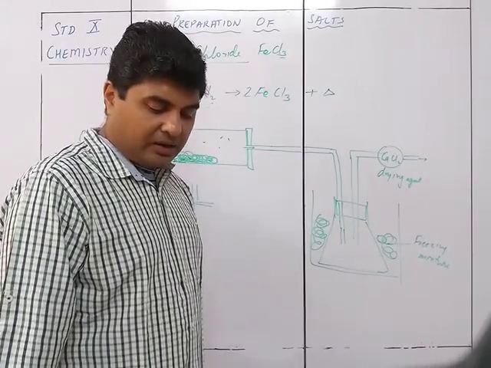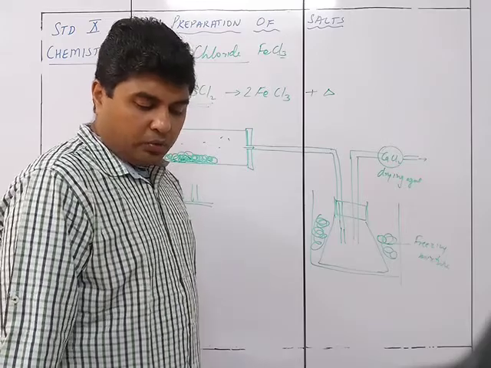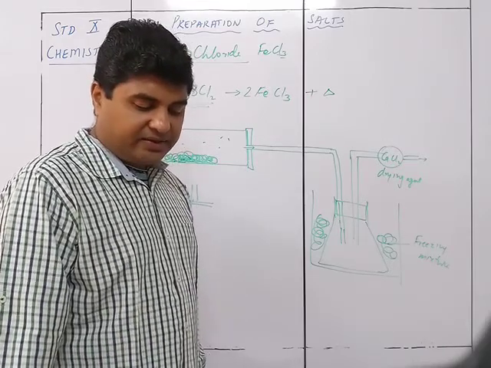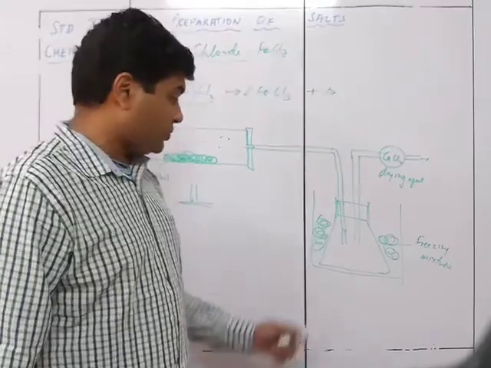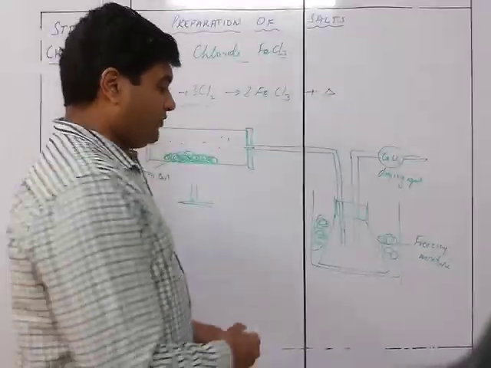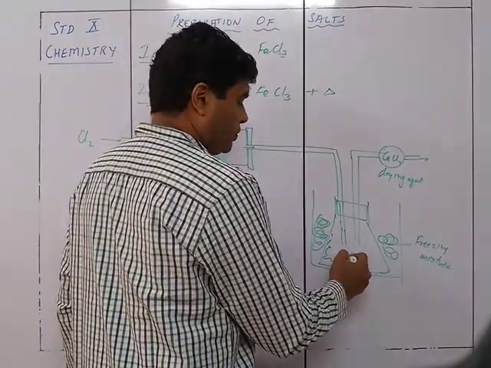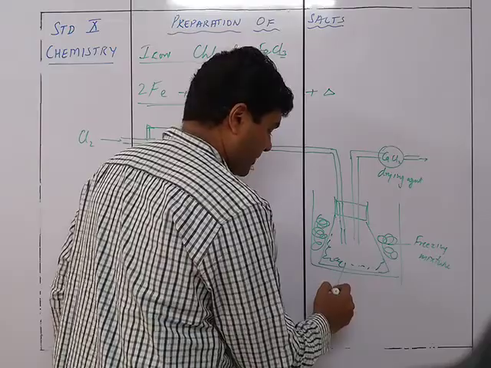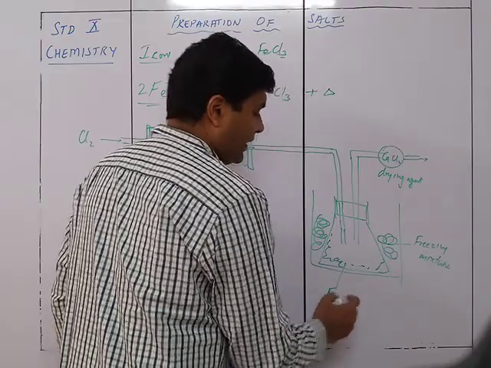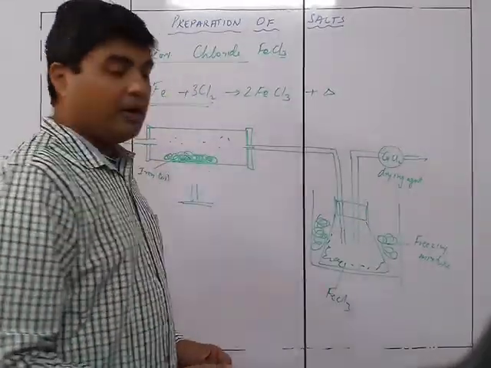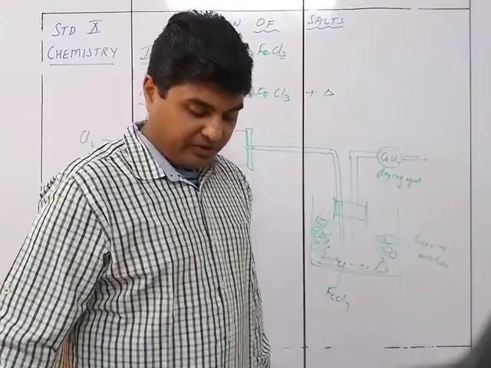Step 3 is volatile salt. FeCl3 is a volatile salt whose vapors condense in the receiver flask kept in the freezing mixture. So this is FeCl3, which is going to be obtained inside this flask where it is put in a freezing mixture.